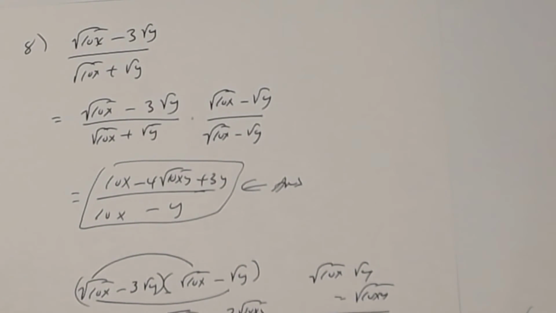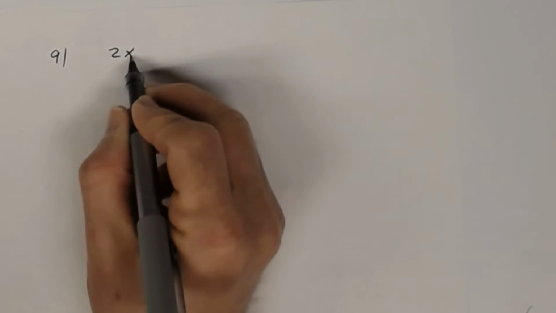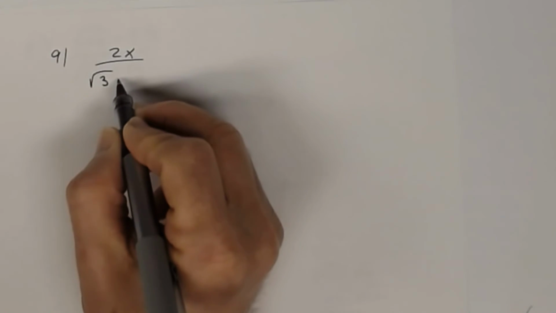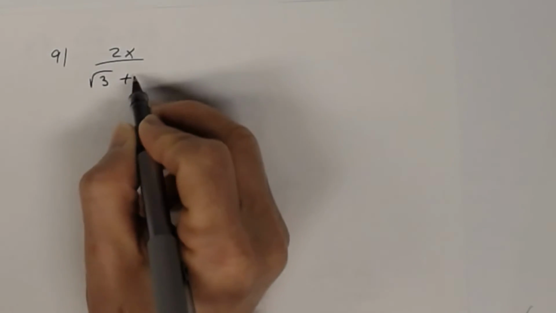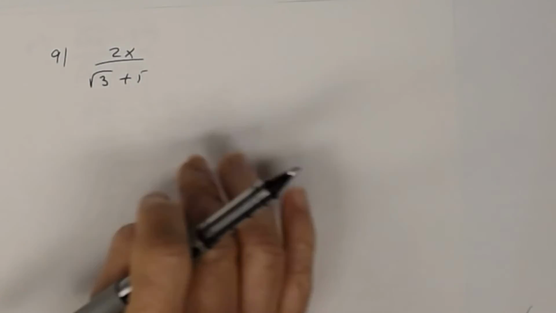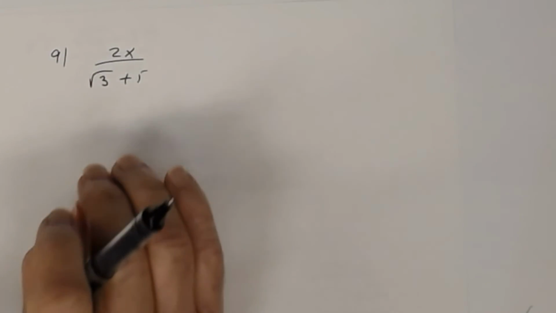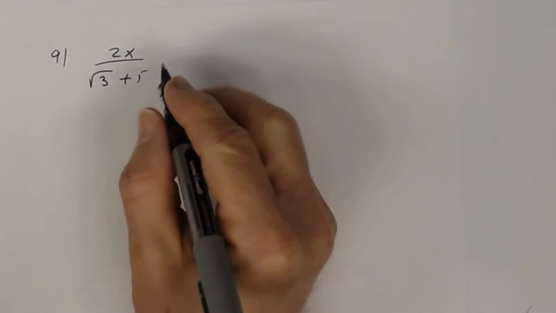But before we finish, remember, in this course you need to be able to get to the point where you can rationalize something like this. So be able to do something like this: 2x divided by the square root of 3 plus 5. If you can do that, then you're doing good with the intent of this lesson.